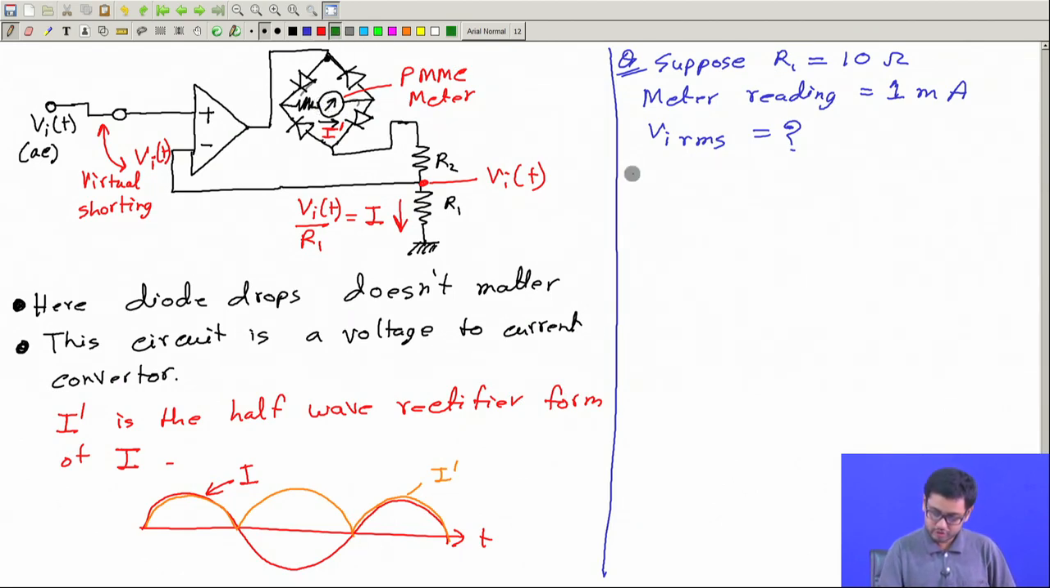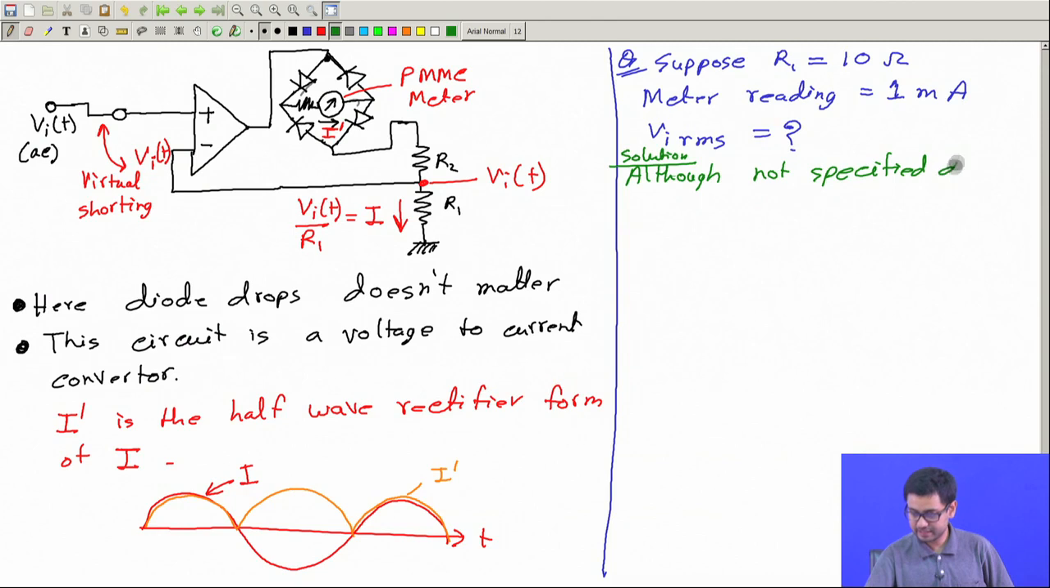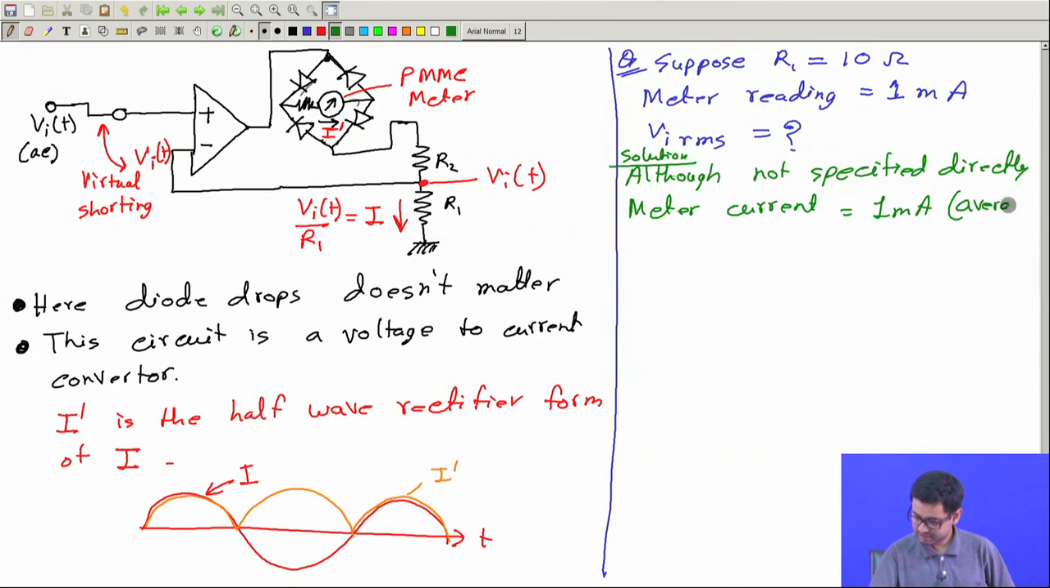So although not specified directly or explicitly, meter current is 1 milliampere average. Meter current, which is full wave. Oh, sorry, I made a mistake. This is full wave. Meter current, which is full wave rectified, is 1 milliampere on an average. So this current, the average of I prime, is 1 milliampere.